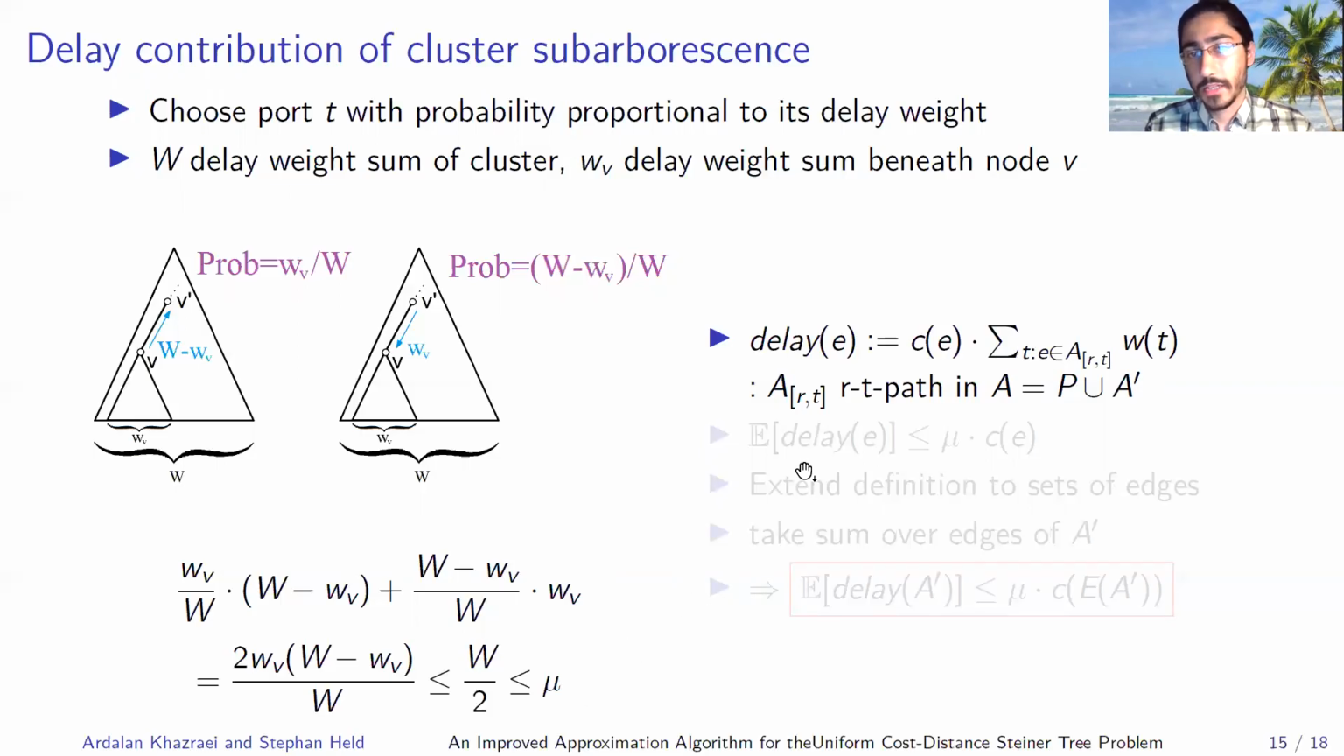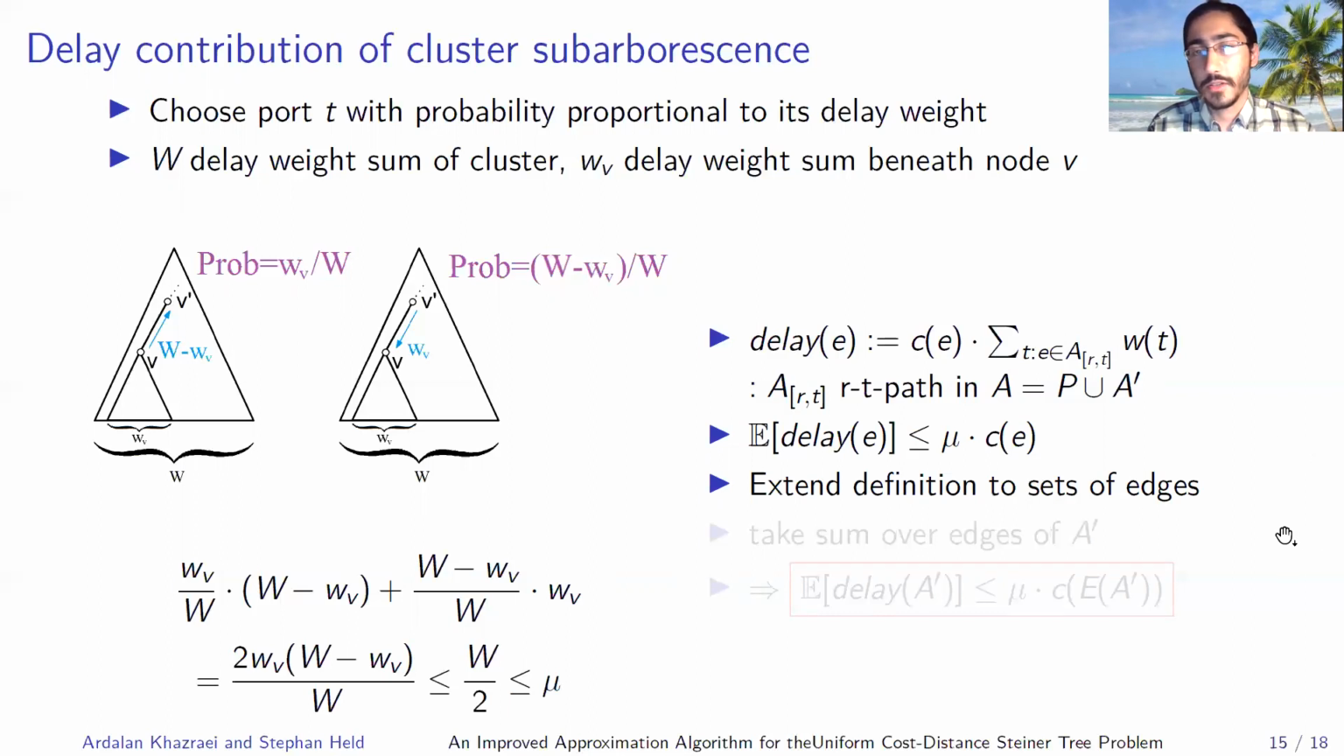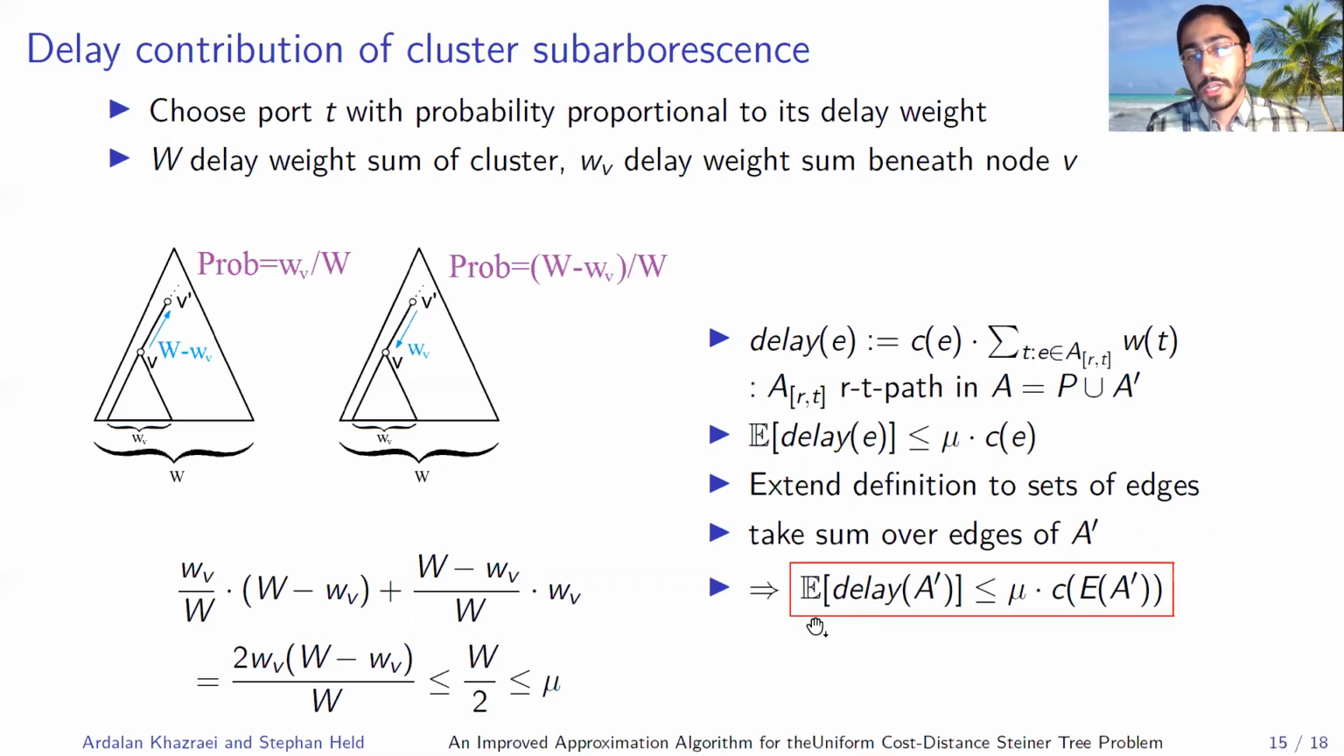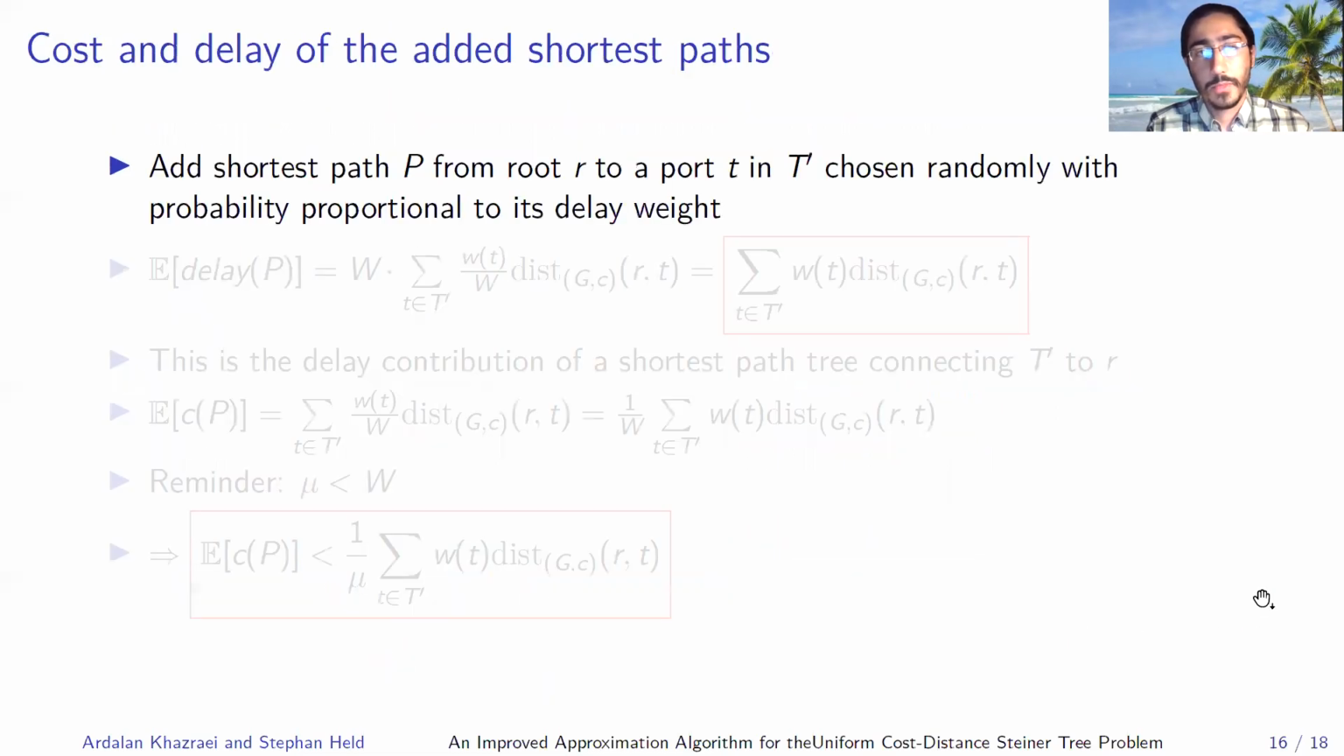And so we obtain that the expected value of the contribution of an edge to the delay is at most mu times its cost. Extending this definition of delay contribution to sets of edges and summing over all edges within a sub cluster A prime, we get that the expected value of the total delay contribution of a subarborescence A prime is at most mu times the total cost of its edges.